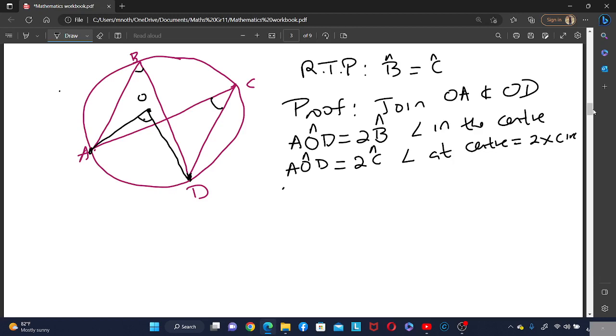Right? So therefore, we can say that 2B is equal to 2C. The reason is that we know both of these are equal to AOD. So we can say that 2 angle B is equal to 2 angle C. So we can divide by 2 because there's a common factor of 2. We divide by 2 both sides. So therefore, angle B is equal to angle C. So we have proven. Thank you so much.